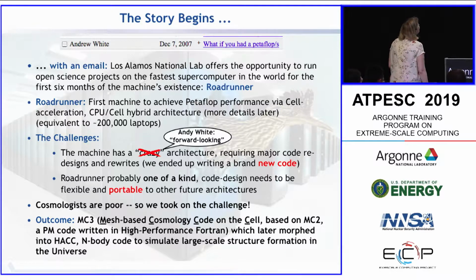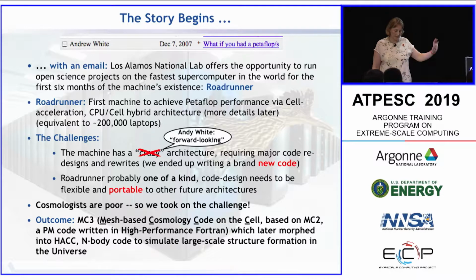And so we took on this challenge. I mean, for us, it was very exciting. Getting access to the largest supercomputer in the world at that time was really, really cool. So what we did was we wrote something that is called MC3, mesh-based cosmology on the cell. It was based on something called MC2, which was actually a high-performance Fortran code. So HACC doesn't look like this much at all anymore. And later on, MC3 became HACC.